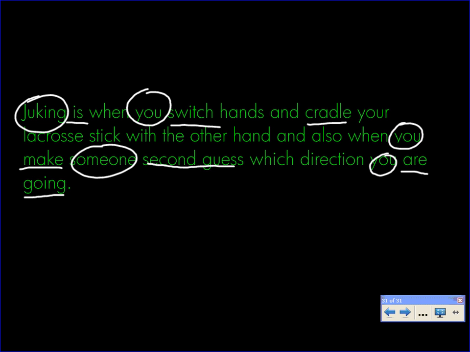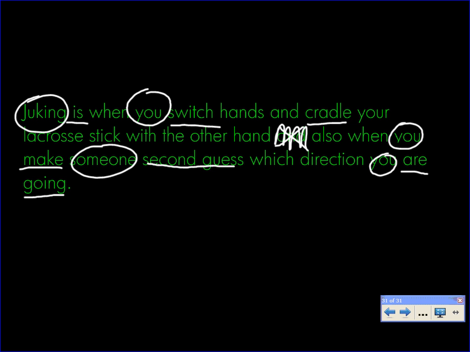Somebody tell me where Brendan will split this apart. Jordan, where should he split it? After hand. Juking is when you switch hands and cradle your lacrosse stick with the other hand. Also, when you make someone second guess which direction you are going. That's good. Requires a little rewriting because now the second sentence is a fragment.